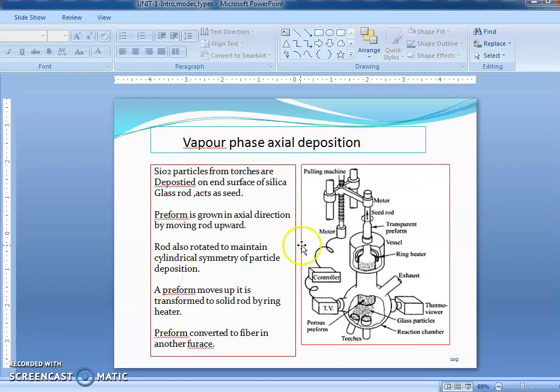Next, vapor phase axial deposition. See here, silicon dioxide particles from the torches are deposited on the end face of a silica tube. The preform is grown in the axial direction. By moving this rod upward, the preform is grown. The rod is also rotated in a cylindrical symmetry for particle deposition. The preform moves up and is transformed to a solid rod by a ring heater. Then it is fed to the drawing furnace in order to get the fiber.